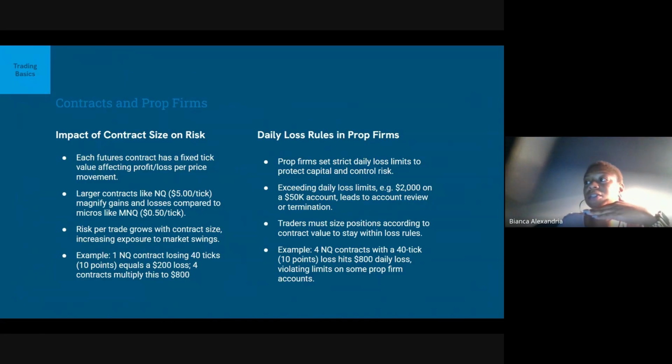And then prop firms set strict daily loss limits or maximum loss limits to help you control your capital. So you don't want to risk getting below, say, $2,000 for a 50K account, or you can be terminated or your account can be under review. And so we'll get deeper into what that looks like when we get on the charts. So on an NQ, one of those contracts, if you lost 40 ticks, which is 10 points, that would be a $200 loss, and that happens fast. And then over here, it just magnifies, multiplied by 4. So yeah.